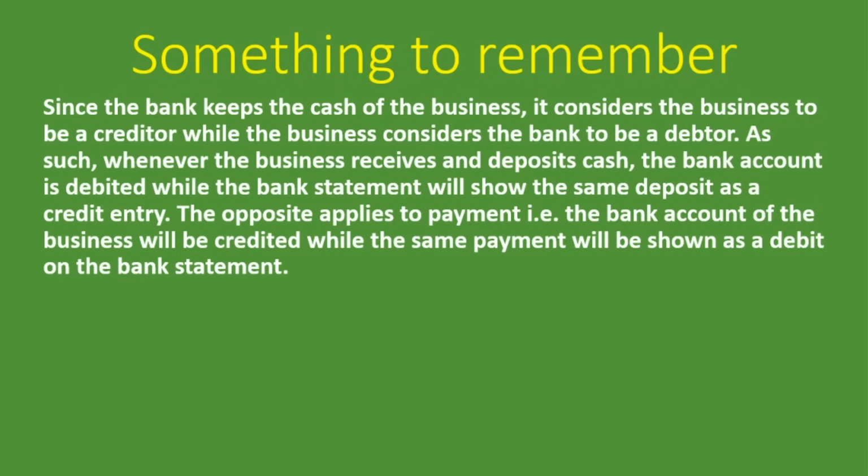While the business considers the bank to be a debtor because the business looks at the bank and says the bank has our money, so it's like our debtor. As such, whenever the business receives and deposits cash, the bank account is debited, while the bank statement will show the same deposit as a credit entry. So what we are saying here is that in our books, whenever we receive money in our bank account, we'll record it on the debit side because bank is an asset and it increases on the debit side.